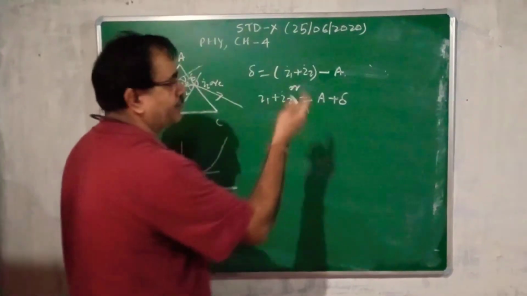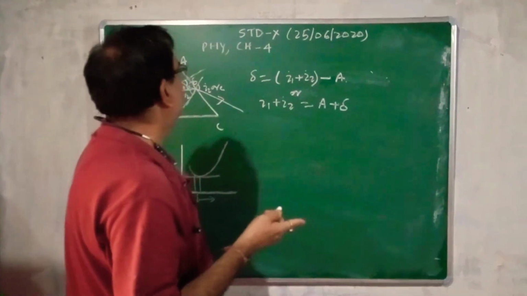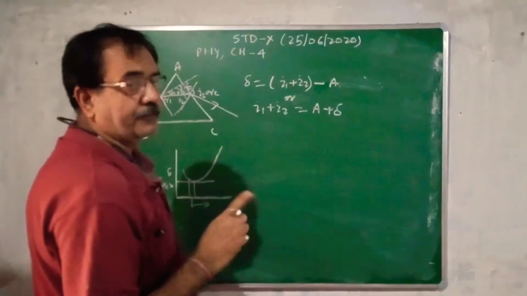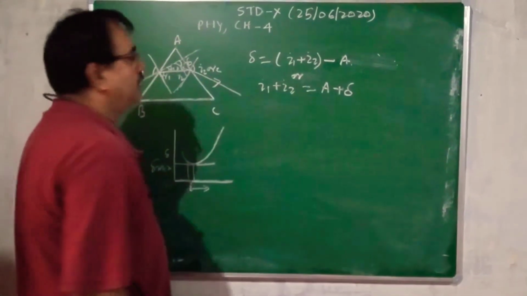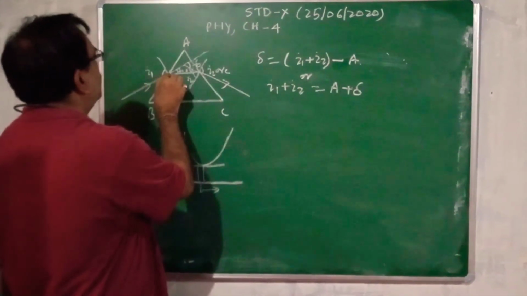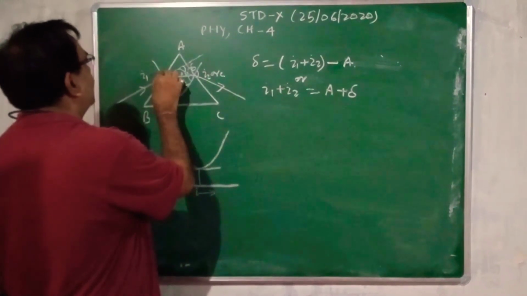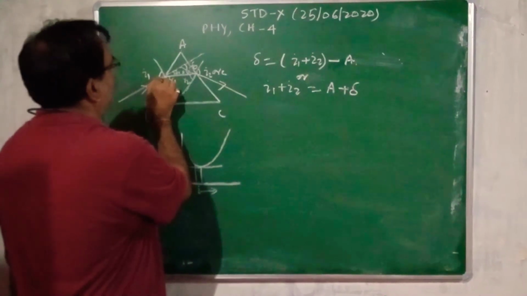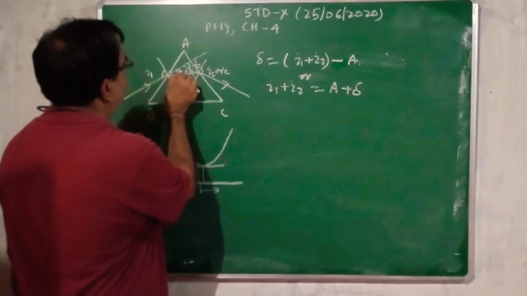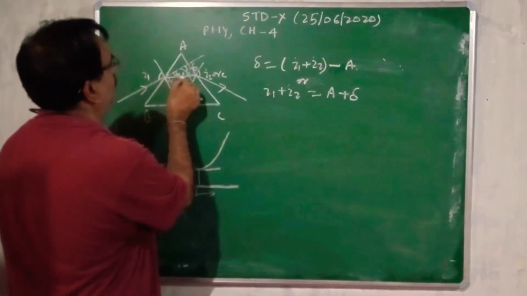Now I am going to explain one more topic in physics from chapter 4. This is a triangular prism. This is the incidence ray. This is the normal. The angle of incidence is taken as I1. Then the medium is changed, so the ray is refracted towards the normal.